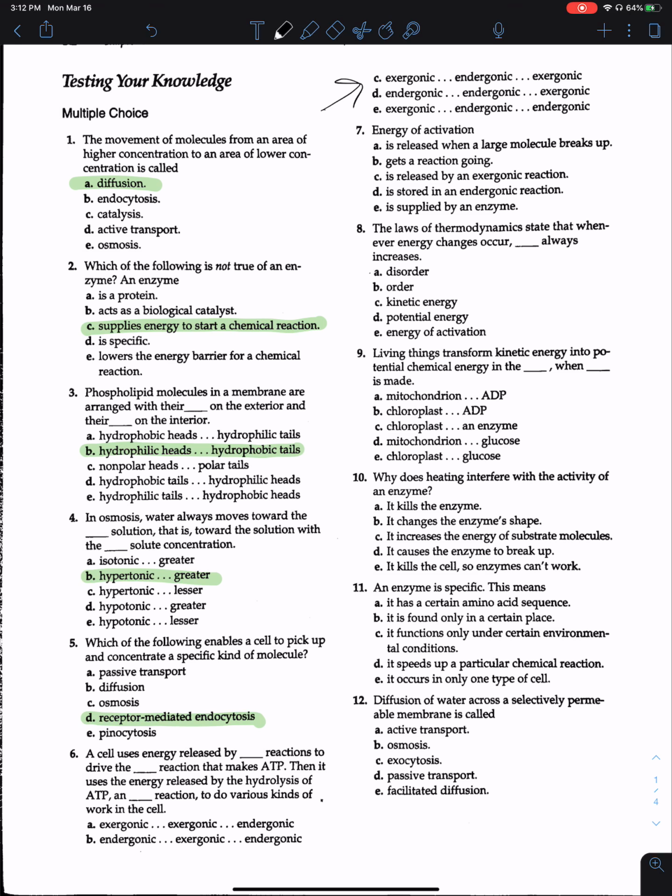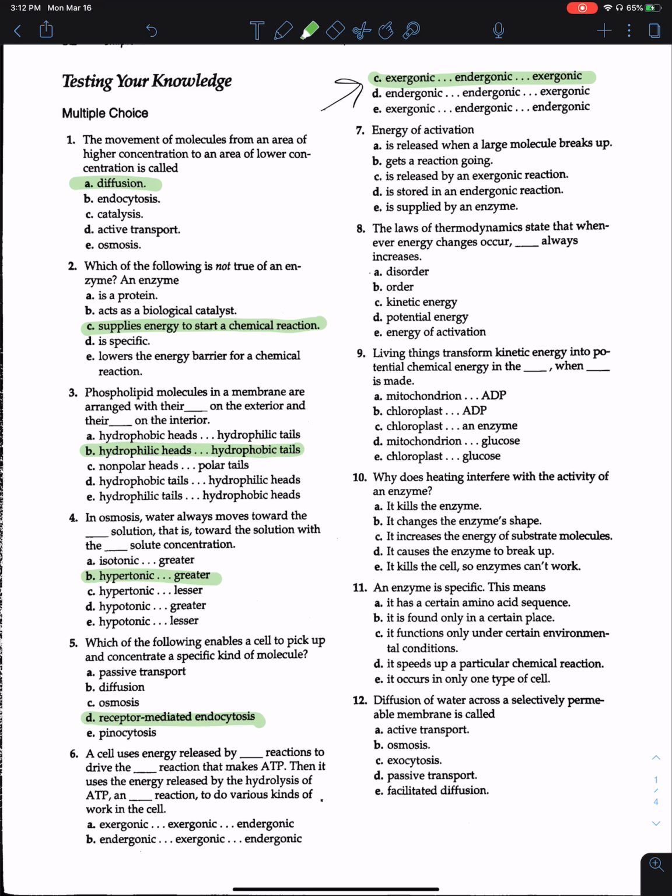All of that is referring to which way heat is going. If you think about any kind of explosion, that would be an example where heat is going out from a system, right? So that would be exergonic. And if there's some sort of situation where heat is entering a system, I can't even think of a good example right now, but that would be an endergonic reaction. So the correct answer here is C, which is right up here.